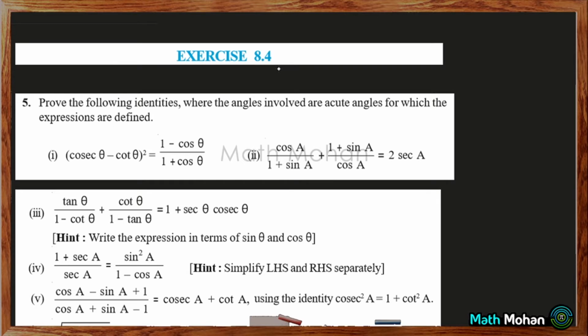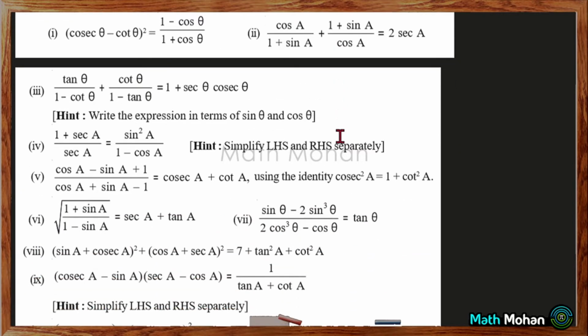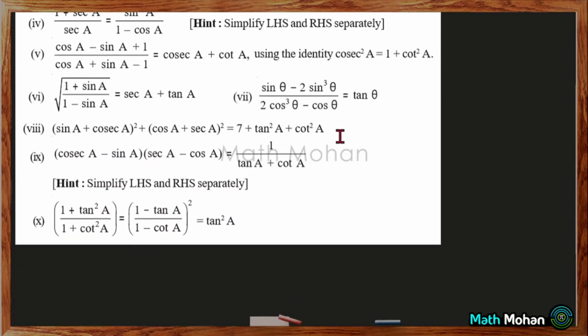This is chapter 8, exercise 8.4. I heard that many of the students are finding it difficult to prove this fifth question, which has 10 subdivisions. All are about proving the left hand side is equal to the right hand side. So I thought to put a video on this. Before getting into the sums individually, I'm going to work out all the 10 sums here.